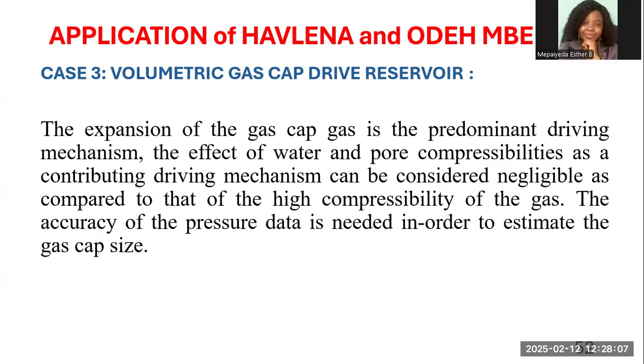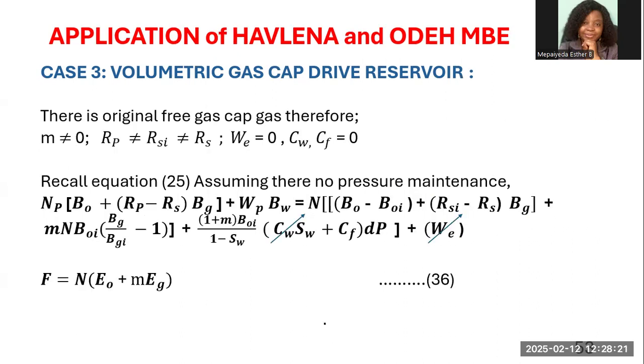Okay, so we have seen that Cw and Cf are negligible, so they go to 0. Your Cg is very important to you right now because it's a gas cap driven reservoir. Okay, and the estimation of your gas cap size is of importance to you.